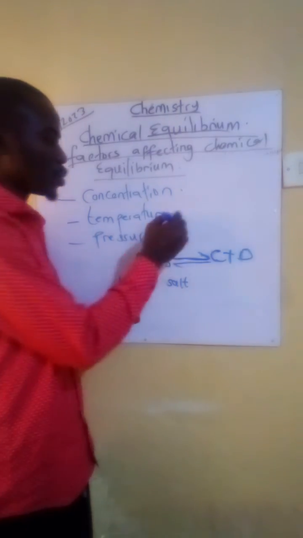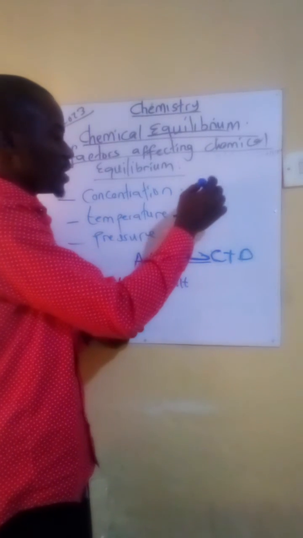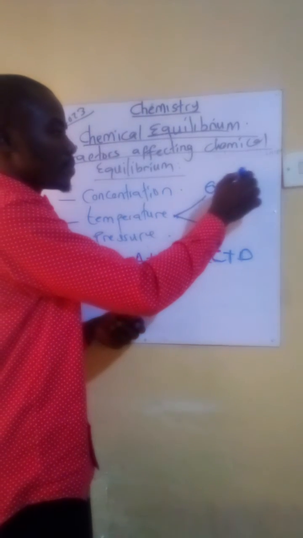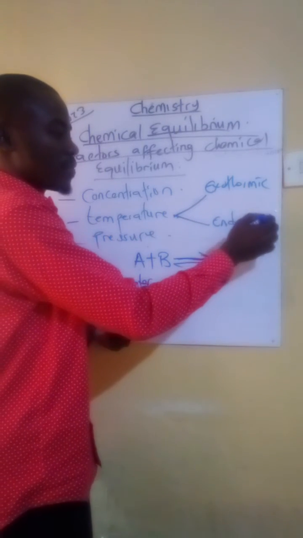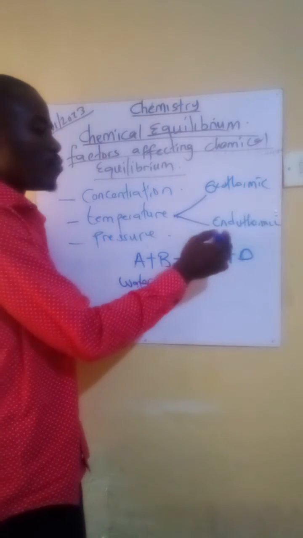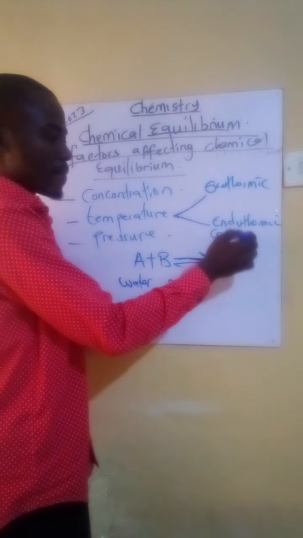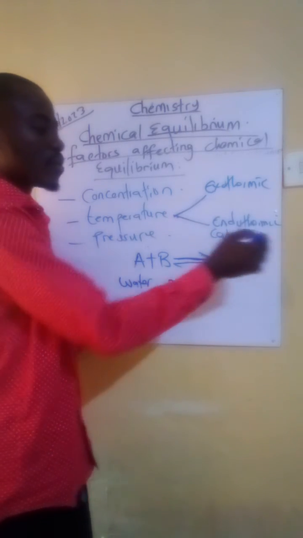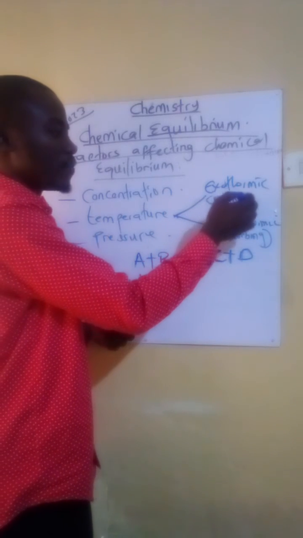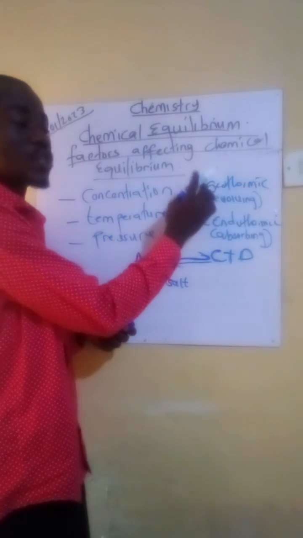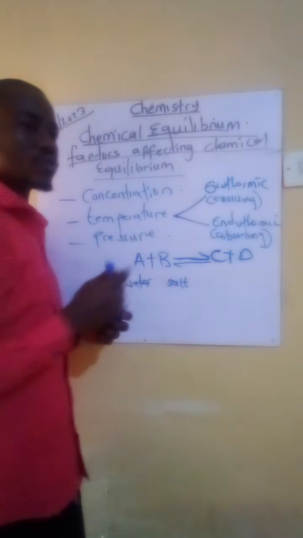Anytime we are explaining temperature, it could either be in exothermic form or it could also be in endothermic form. If it is endothermic, we mean it is absorbing heat from the surrounding. If it is exothermic, we mean it's evolving heat to the surrounding, meaning that the heat is too much that it has to give it out to the surrounding.